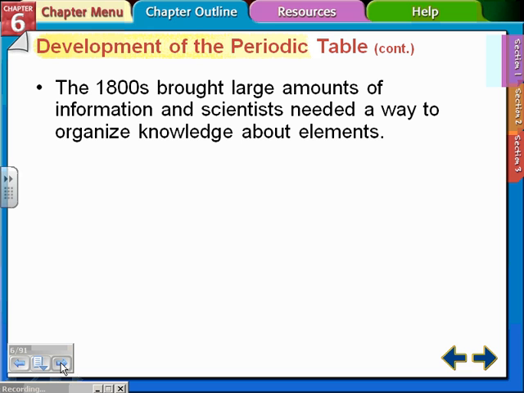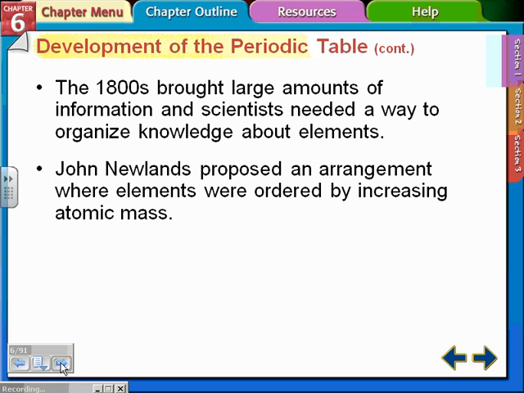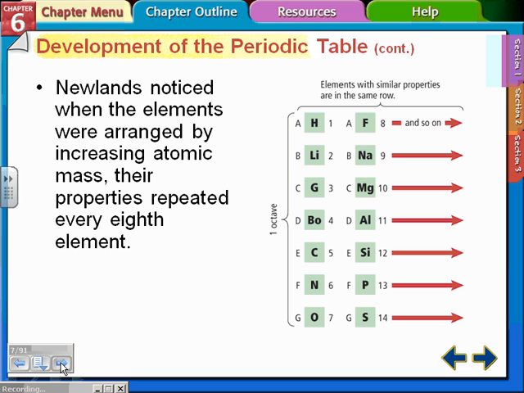And then in the 1800s, there were large amounts of information, and scientists needed a way to organize knowledge about the elements. So John Newlands proposed an arrangement where the elements were ordered by increasing atomic mass. He noticed when the elements were arranged by mass that their properties started to repeat every eighth element.